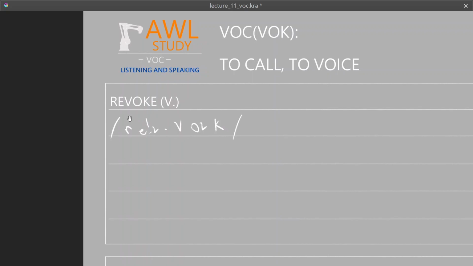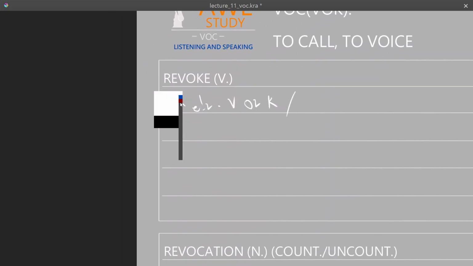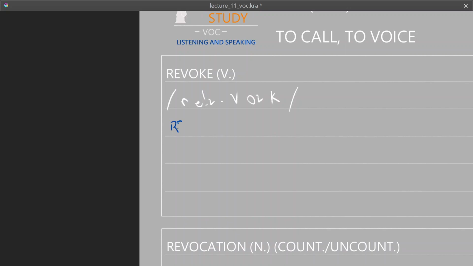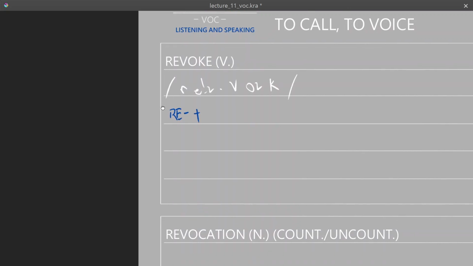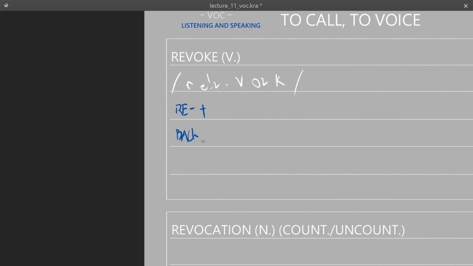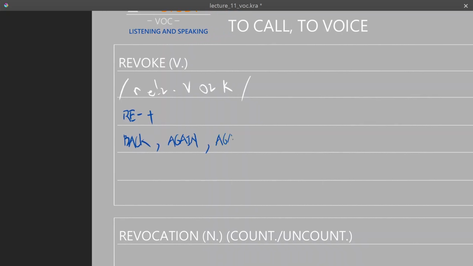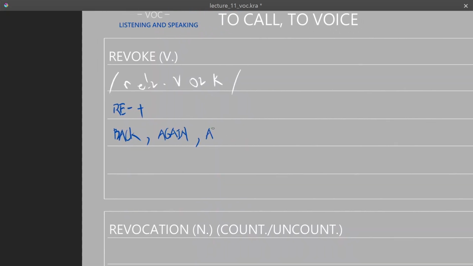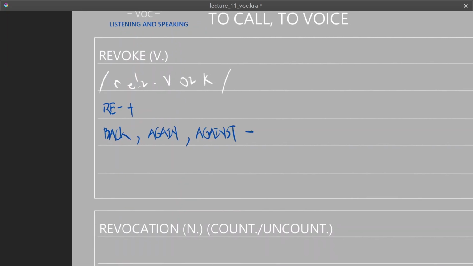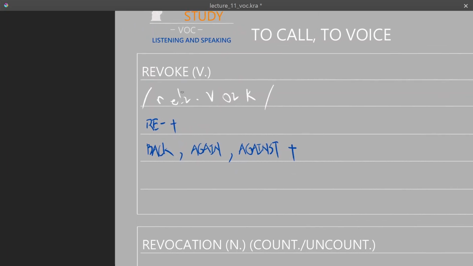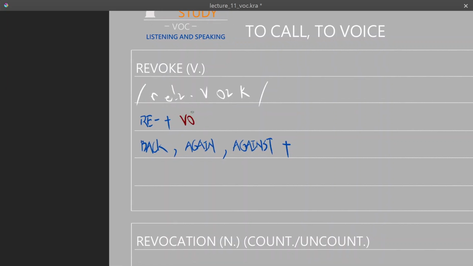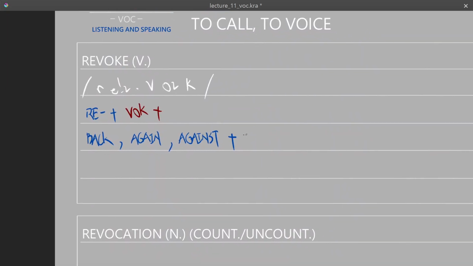Revoke. And we have the prefix re, meaning back, again, or against. Back, again, or against. All right. And we have the root voc, meaning to call.